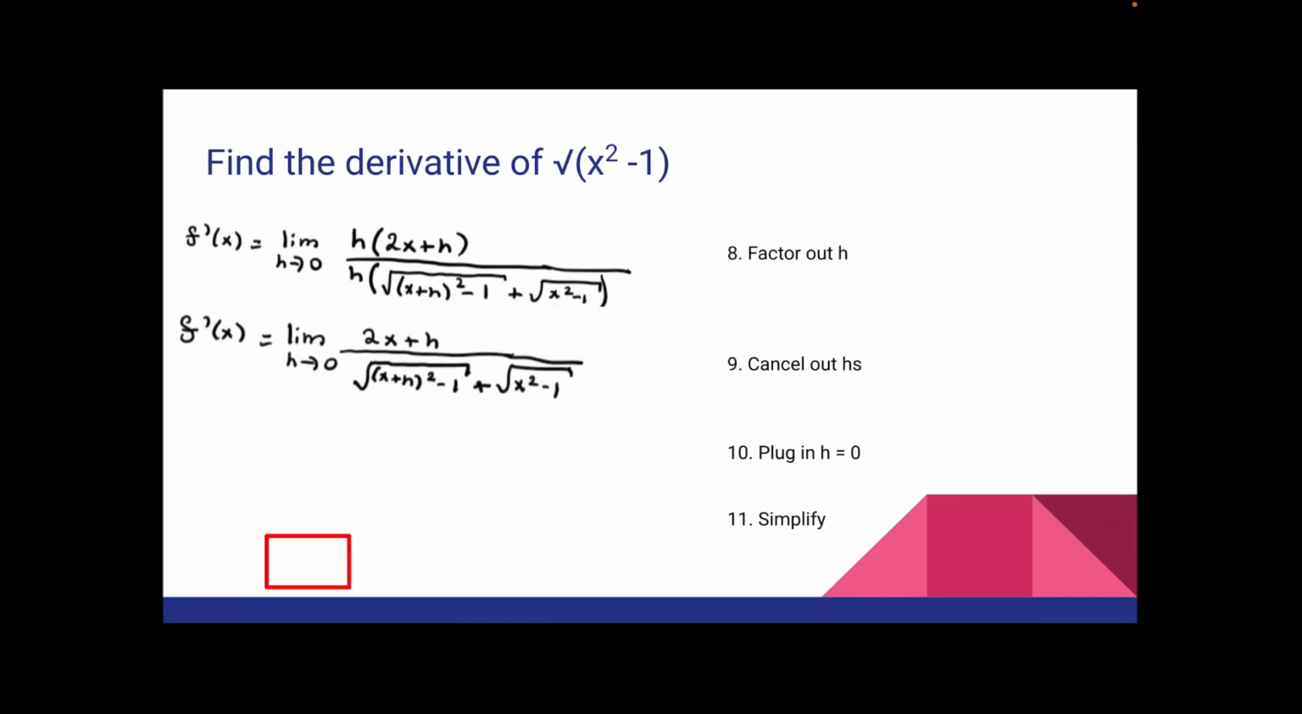As soon as you can, plug in h equals 0. When we do so, we could combine the square root of x squared minus 1 terms in the denominator, and we end up with 2 times the square root of x squared minus 1 in the denominator and 2x in the numerator. Cancel out the 2's. Our final answer, f prime of x, is x over the square root of x squared minus 1.